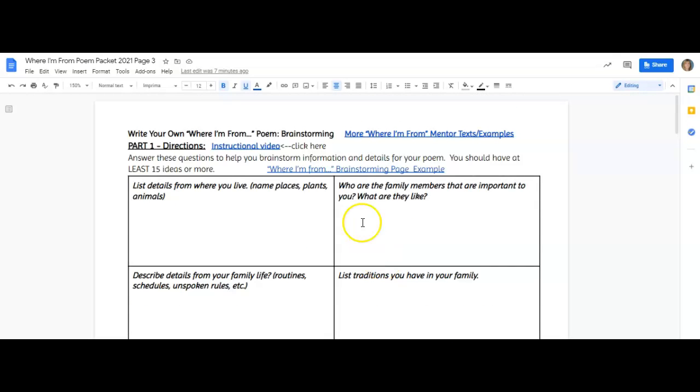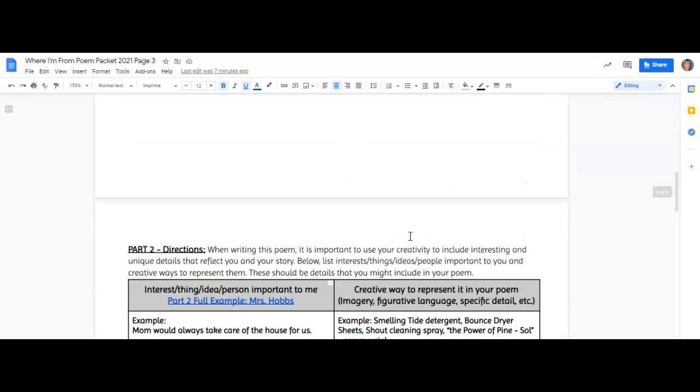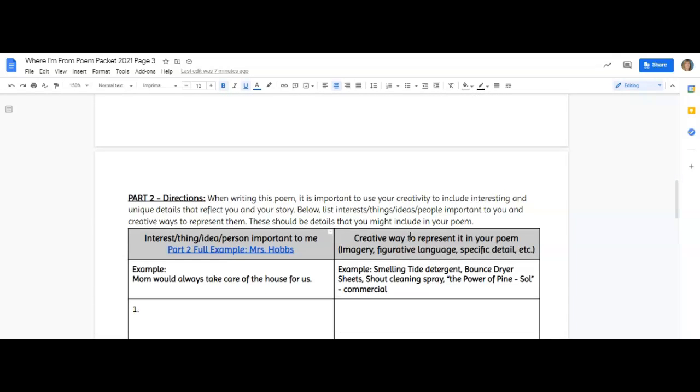And if you need that example, don't forget you can click on this. You've got my example here. And now you should be ready to start really getting these details creative. So for part two, that's what your assignment is for today.